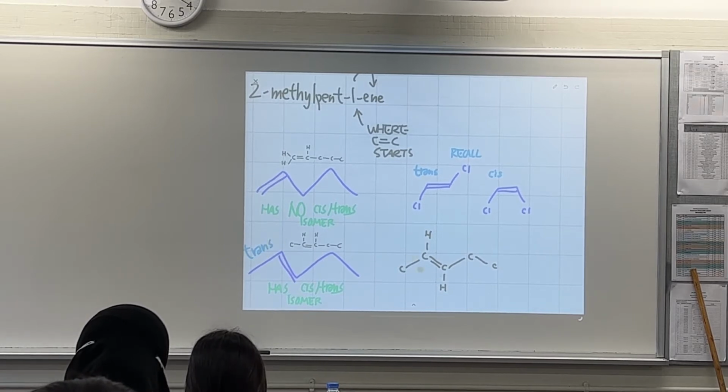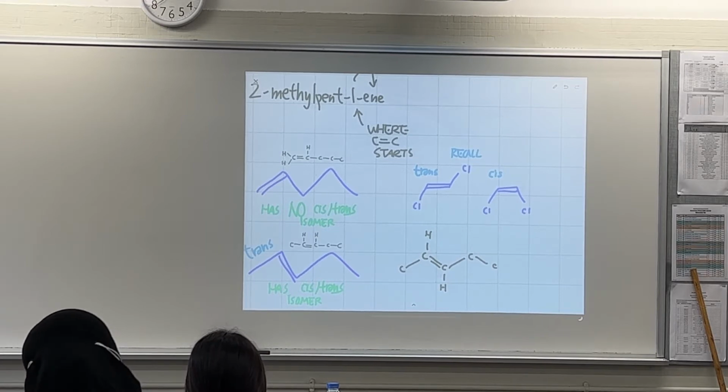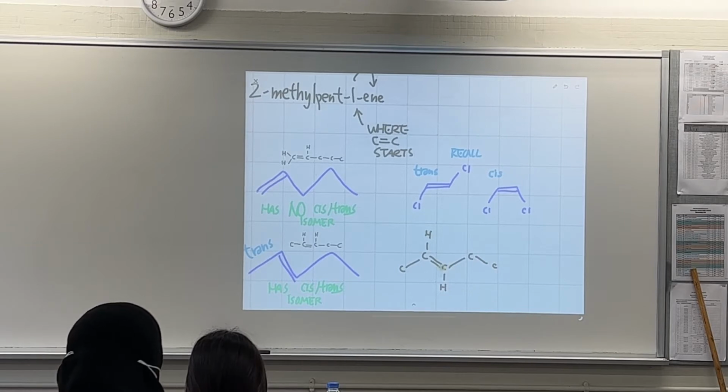If this is what the trans form looks like, and here's another example of a trans-cis pair of compounds, what would the cis form of this compound look like? I want the skeletal formula. Okay? 10 seconds, all of you. Try to draw it.